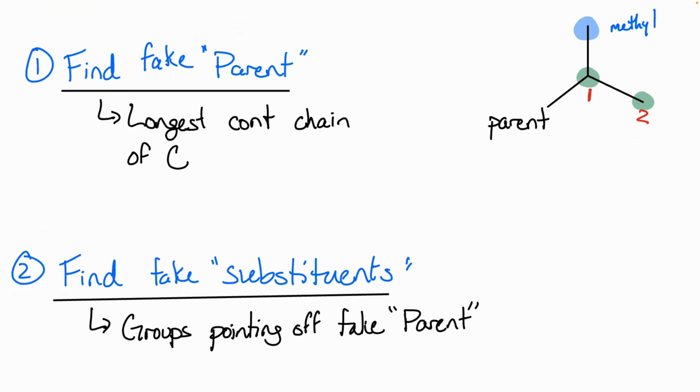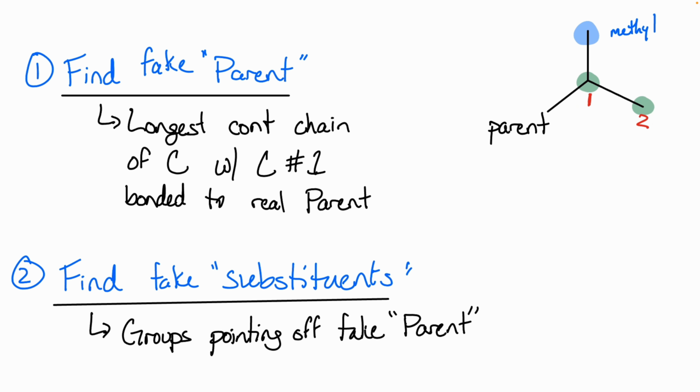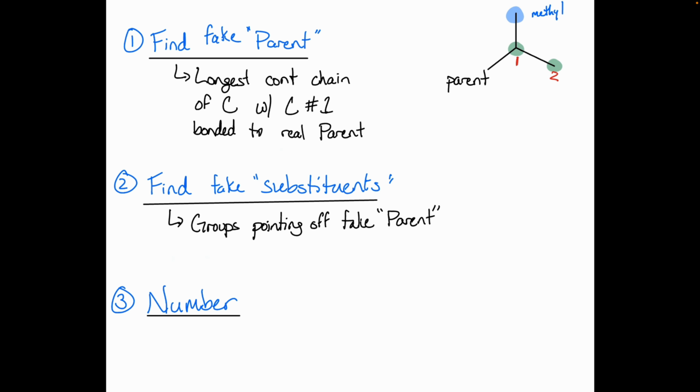Which means I need the longest continuous set of carbons with carbon number 1 bonded to the parent chain. And in this case, I mean the real parent chain, no parentheses, not the fake one. Bonded to the actual parent chain of that molecule. That's carbon 1. All right, so when we number, we're going to number with carbon number 1 bonded to the parent.